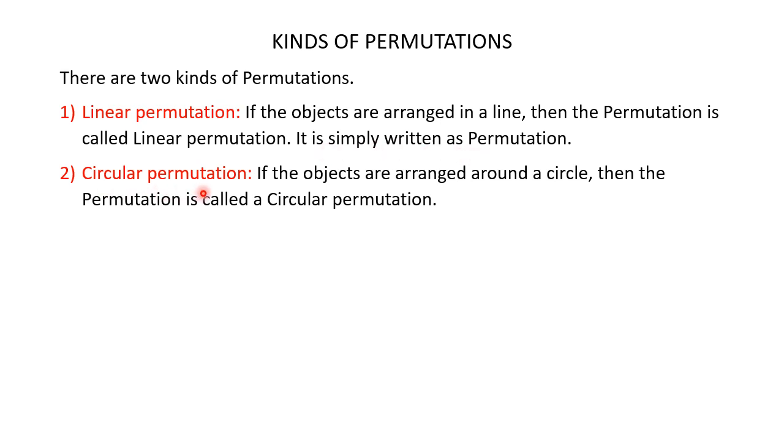Circular permutation: if the objects are arranged around a circle, then the permutation is called a circular permutation. In this video, we'll learn about linear permutation.